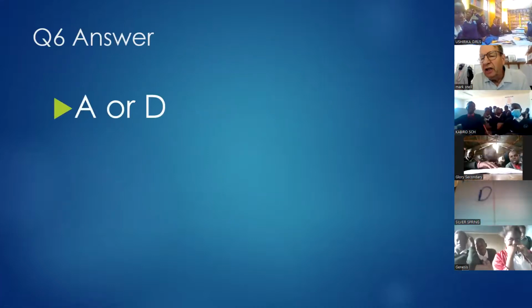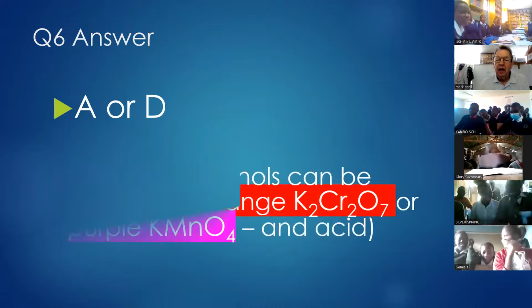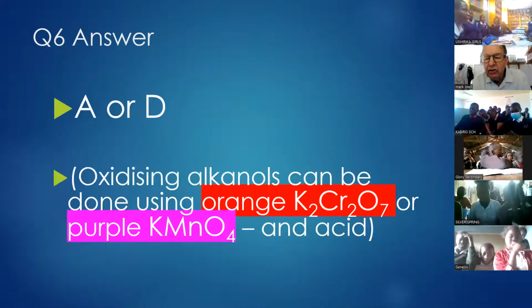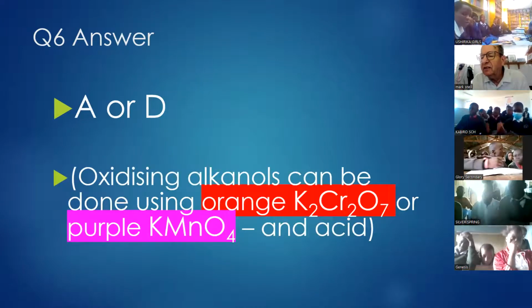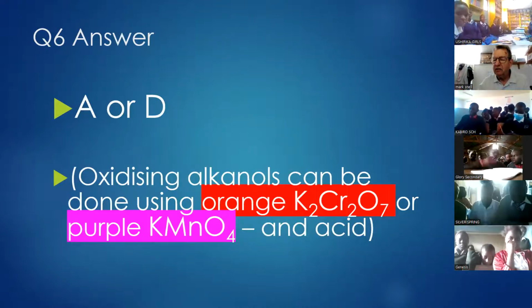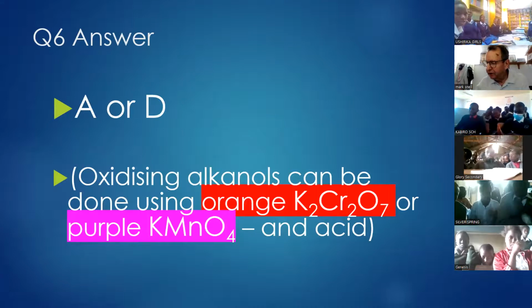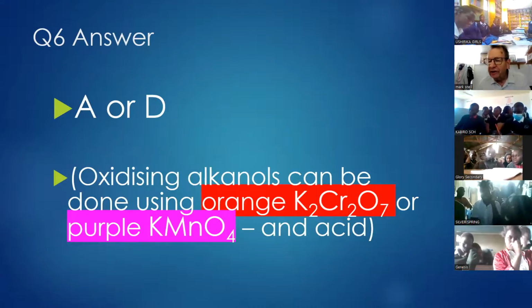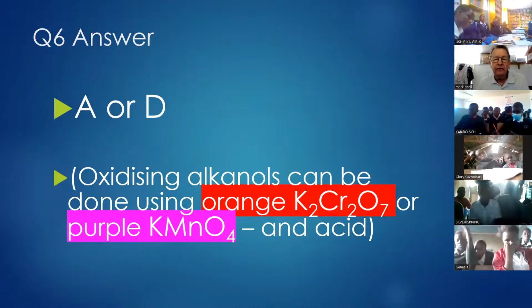Let's have a look at the answer. The answer is... oh, it's A or D. Both A and D are oxidizing agents. Alkanols can be oxidized using orange. If you remember from last time, I said try to remember the color. Orange potassium dichromate and purple potassium manganate. Okay? If you didn't know this, write it down. I will be sending you this PowerPoint so you can have a go yourselves.